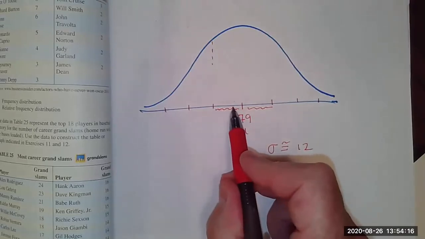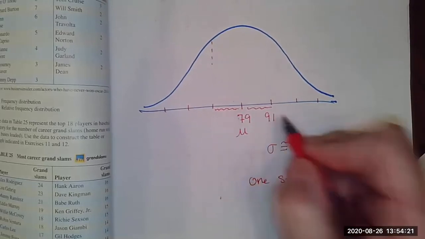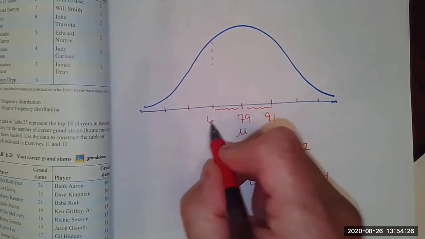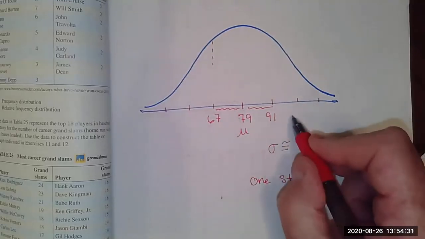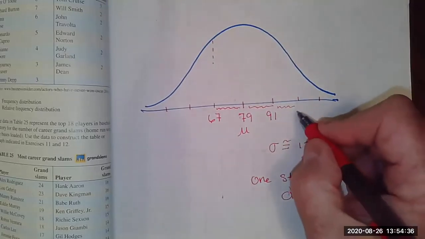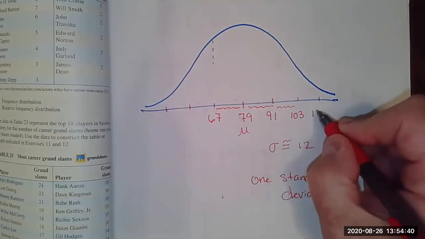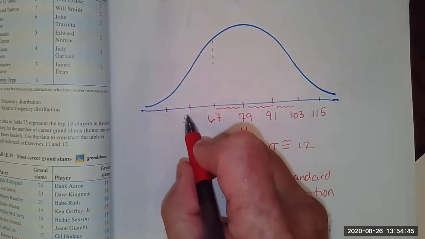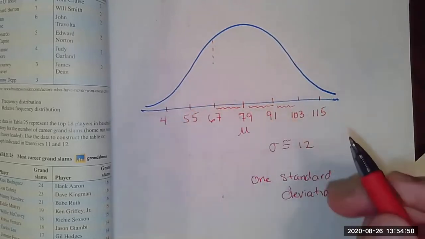So here's one. What do I do? Add 12 to this, and this would be what, 91? Yeah, 79 plus 12 is 91. Subtract 12 from this would be what, 67? Add another 12 to this one. See, that's the same standard deviation distance from marker to marker. This is what, 103, and add another one would be 115. Over here, subtract 12, so that's 55. Subtract 12 would be 43.